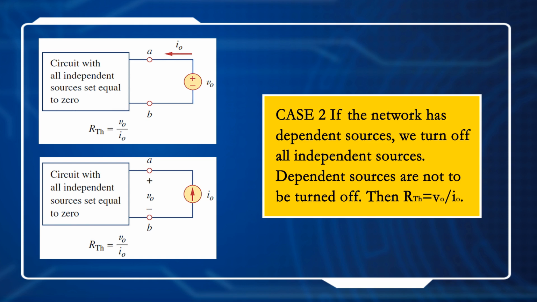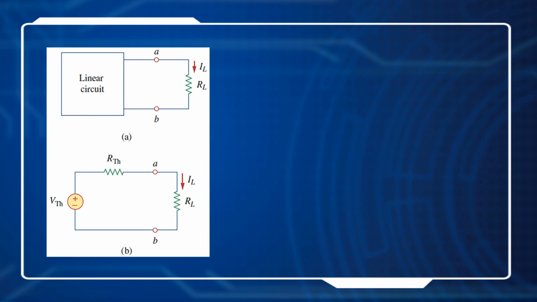And then with Thevenin's theorem, we can simplify the circuit like this. For example, on the top of the slide, we find a circuit with a load. The circuit and the load are connected between two terminals A and B. And then we can replace the linear circuit with a VTH and RTH in series. And then we can calculate the current or the voltage of the load RL.